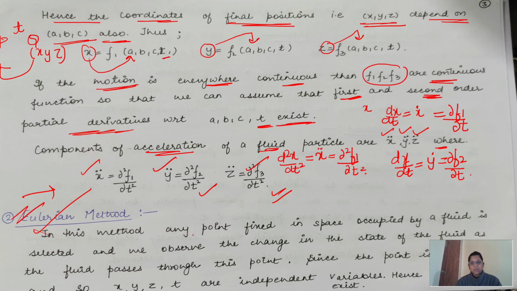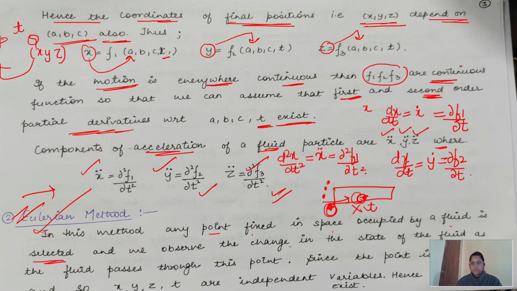Now this is all about the Lagrangian method. Eulerian method: in this method, any point fixed in space occupied by a fluid is selected. That means if the particle is here, then after some time the particle will be at some other position, and these positions are fixed. While in the Lagrangian method we study the movement of a particle, here we look at the fixed position. So this position will not change with respect to time t.